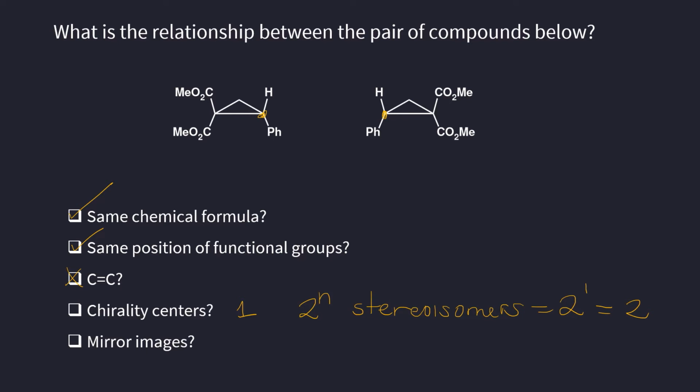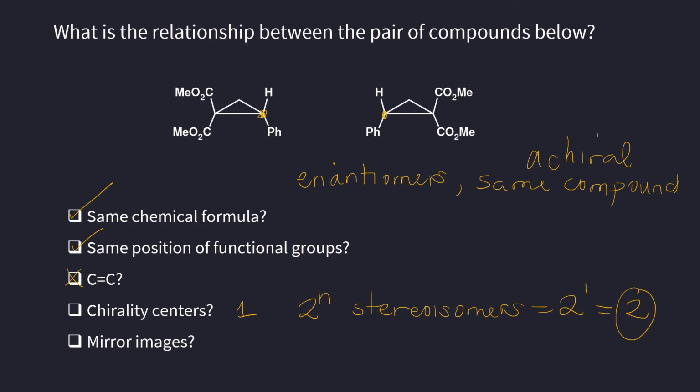So that means that for molecules with only one chirality center, they are either enantiomers or the same compound. Enantiomers will represent the pair of stereoisomers. And if they are not enantiomers, then that must mean they are achiral, and therefore they are the same compound.